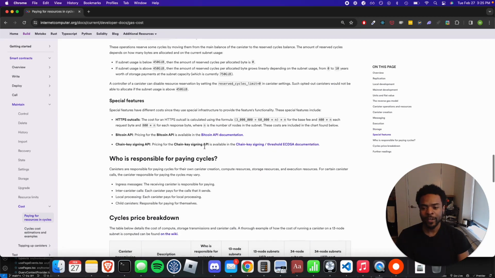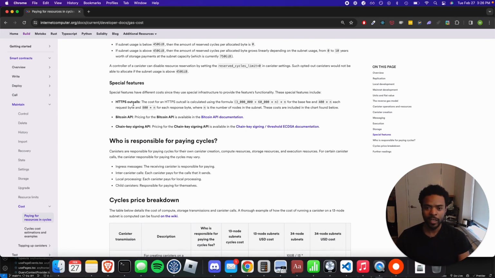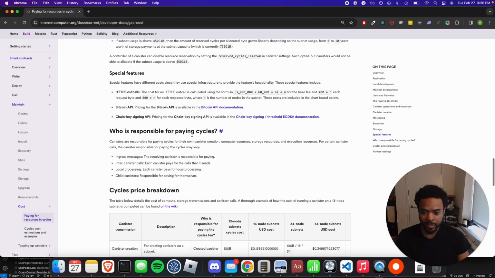Right, then the final thing is there are some special features, as they call it. So HTTPS outcalls, which are a means for canisters to communicate with APIs that are deployed outside of the Internet Computer, like traditional HTTPS APIs, right? Those have their own costs associated. And then the Internet Computer also has Bitcoin integration, which has its own pricing as well.